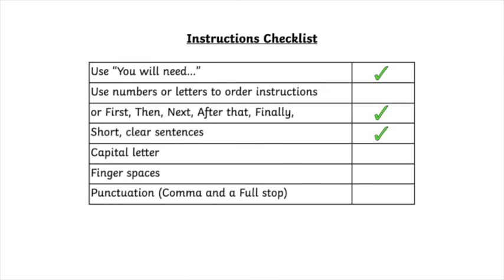Check your writing and make sure you used a capital letter at the beginning of the sentence. If you did, you can tick it off the list. Make sure you left finger spaces between the words. If you did, tick it off the list. And make sure you use the correct punctuation, like a full stop at the end of each sentence. If you are using words like first, then, next, after that, finally, use a comma after each of these words.